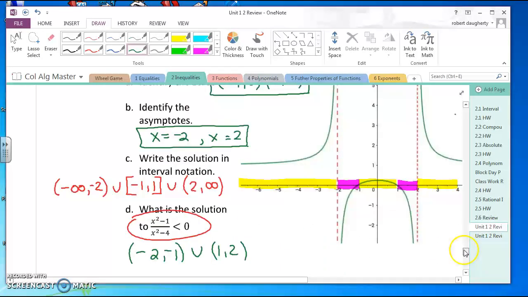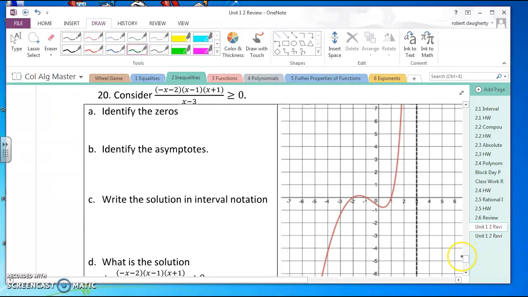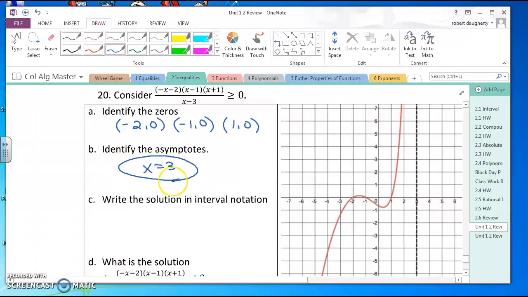And then I think the final question is looking at this graph right here. So looking at this graph, where are my zeros? I have 3 spots where I cross the axis. Those are at (-2, 0), (-1, 0), and (1, 0). Asymptotes, I see one vertical line that's an asymptote, that is x equals 3. Write the solution in interval notation.